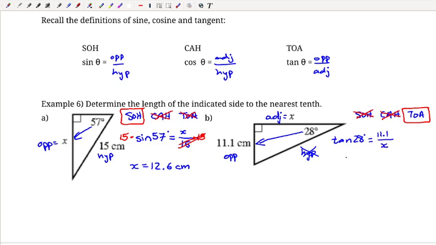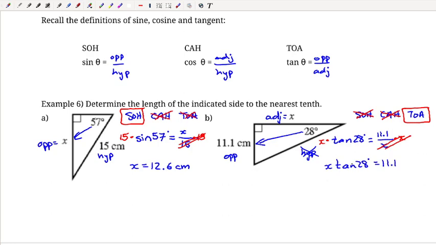So in this case, again, I want to get x by itself, but x is in the denominator of my fraction. So in order to just get it out of the denominator, I can't just divide by 11.1. That's still going to leave it in the denominator, and it's still going to leave me with problems. So I'm going to multiply by x on both sides, because what that's going to get me is the x out of the denominator. So the next line is going to look like this. X times the tangent 28 degrees equals 11.1.